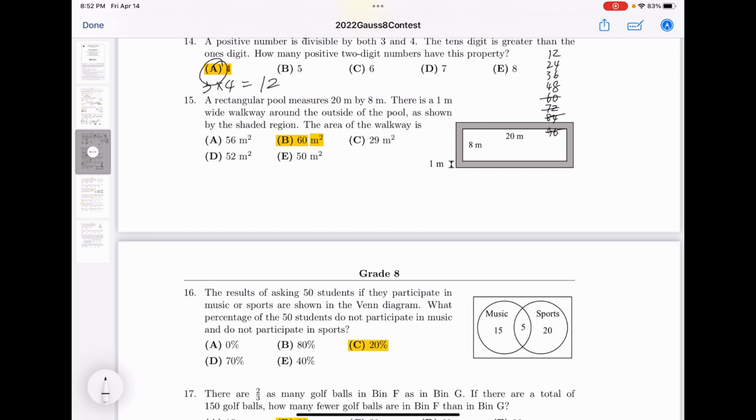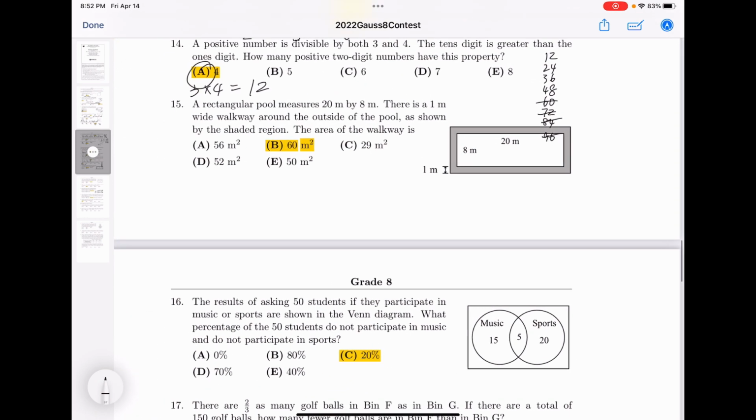Okay, so if we measure the width and the length of the larger rectangle on the outside, we will get 8 plus 2 meters, which is 10 meters, as a width, and 20 plus 2 meters, which is 22 meters, as a length. And the area of the larger rectangle is 10 times 22. And the shaded region is the difference between the area of the larger one and the area of the smaller one. Therefore, it will be 10 times 22 minus 8 times 20. And this would give us 220 minus 160. 60.